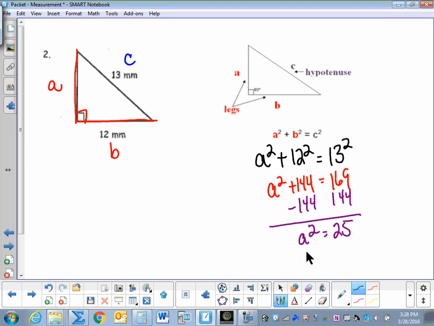But I don't care what a squared is. I want a. So I need to take the square root of a squared, which is a, and the square root of 25, which is 5. So a is equal to 5.